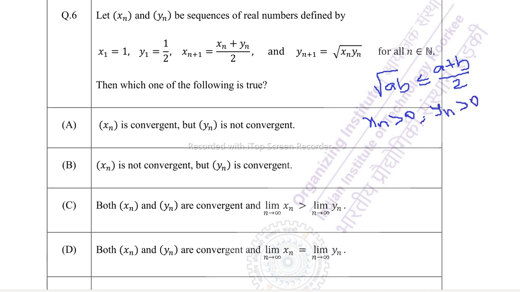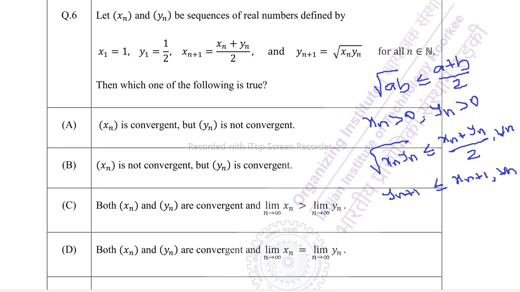For any n, x_n and y_n satisfy the condition: the square root of x_n y_n is always less than or equal to the average. This is true for every n. So y_(n+1) is less than or equal to x_(n+1). Since y_1 is less than or equal to x_1, in general y_n is less than or equal to x_n for all n. So the sequence y_n is always bounded above by the sequence x_n.